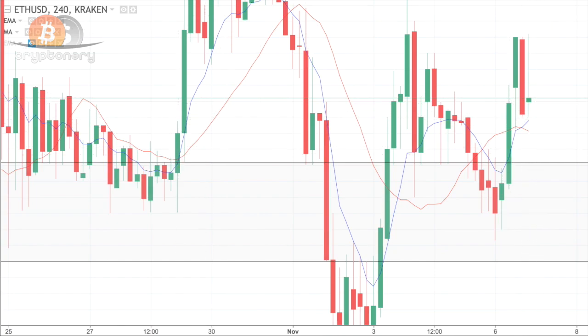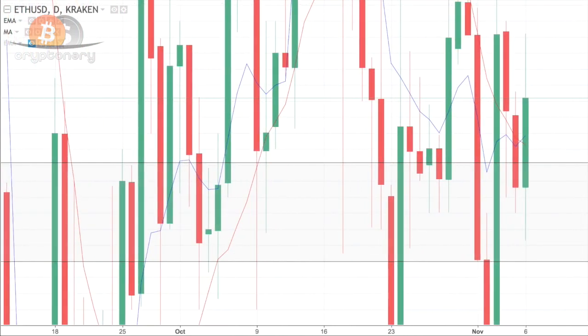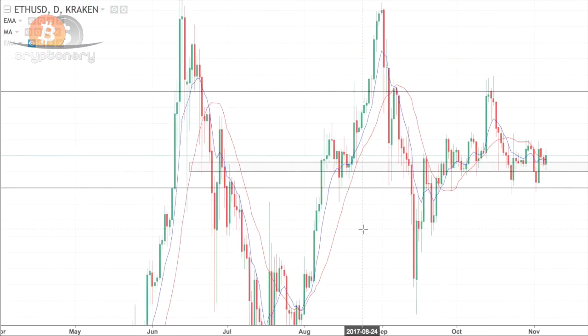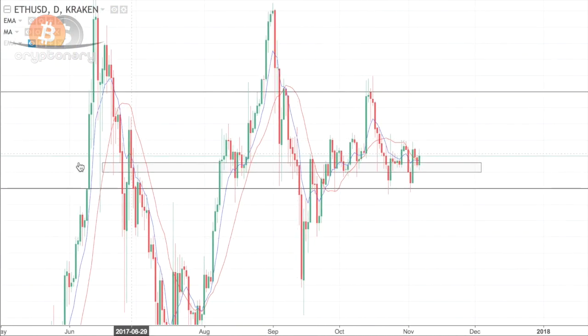we've retested these MAs. So if we go back to the daily, we can easily see now we are looking to start making highs again and slowly move away from this support level, which we have been testing for a long time.